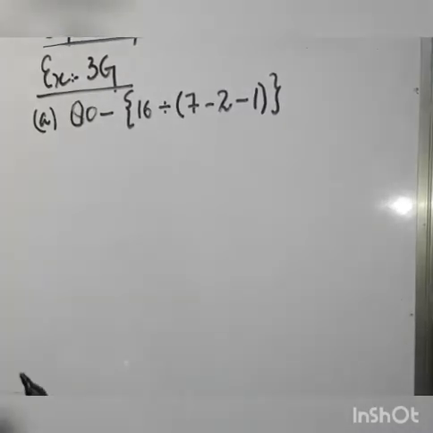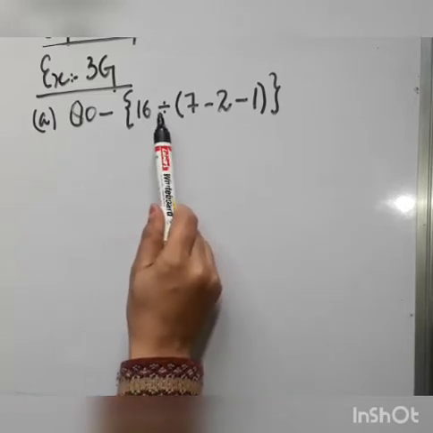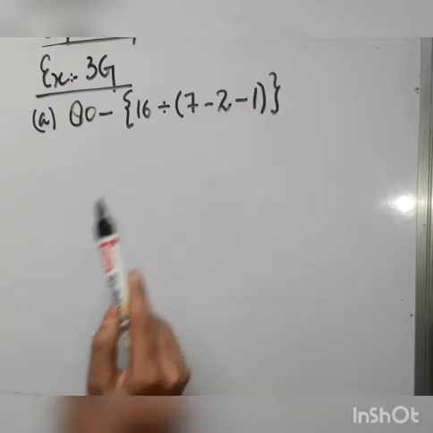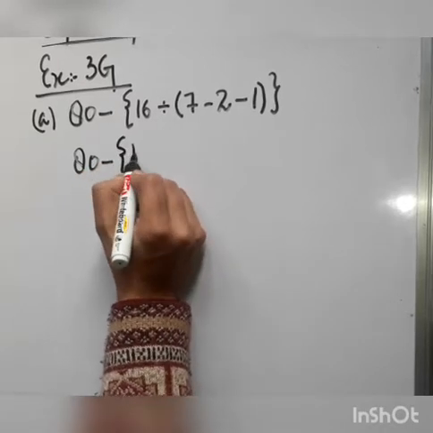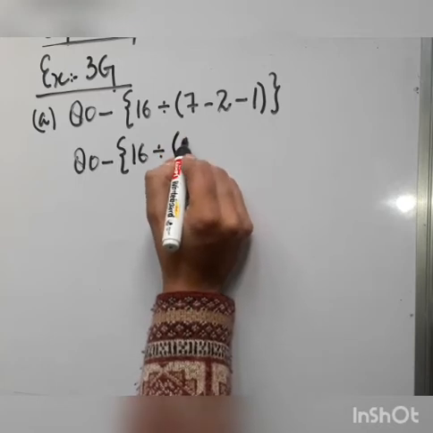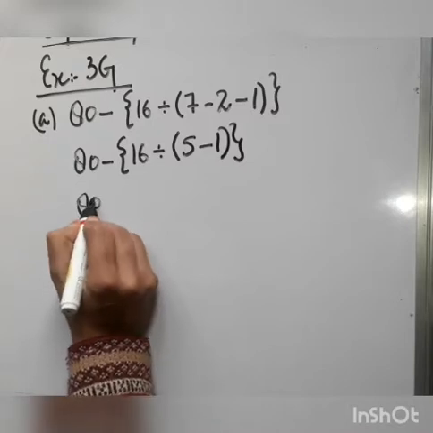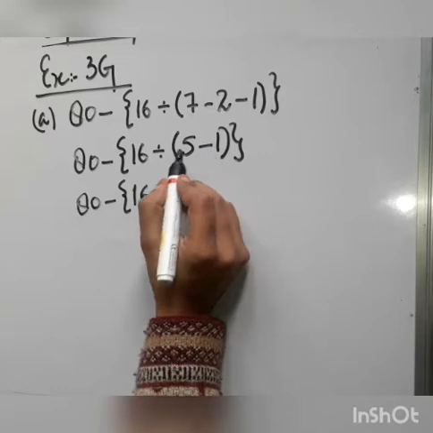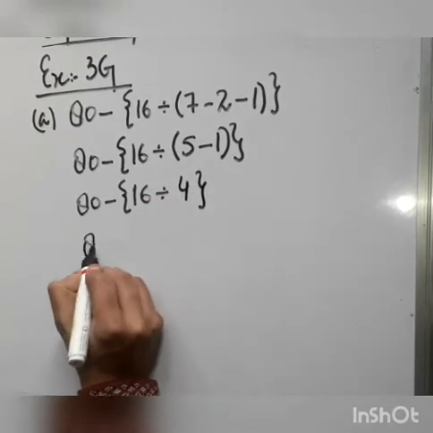Now students, let's solve exercise 3G. Part A is 80 minus curly braces, 16 divided by small bracket, 7 minus 2 minus 1, then small brackets close, curly brackets close. So first we'll write 80 minus this curly braces, then 16, then divided by, then small brackets. 7 minus 2 is 5, then 5 minus 1. Then 80 minus curly braces 16 divided by, now 5 minus 1 is 4, and we will remove these small brackets, so 4.